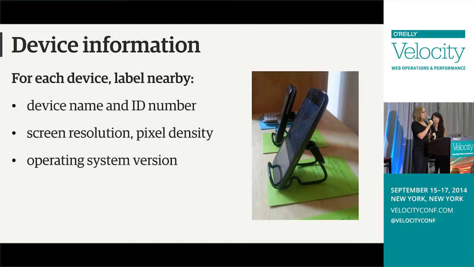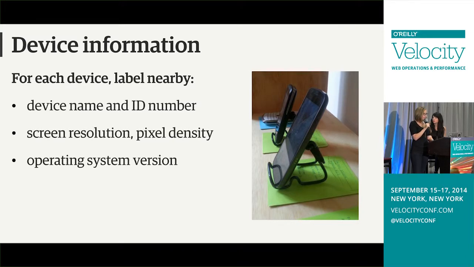So for each device, label the device name and its ID number. In this case, it's a 4-digit asset number. The screen resolution and pixel density. This will help people testing responsive web designs know which devices they're going to want to check out and play with. And also the operating system version. Let's say you're trying to troubleshoot a bug that's on Android 2.4.4. You can walk up to the lab and know at a glance which ones are most appropriate for you to test on.